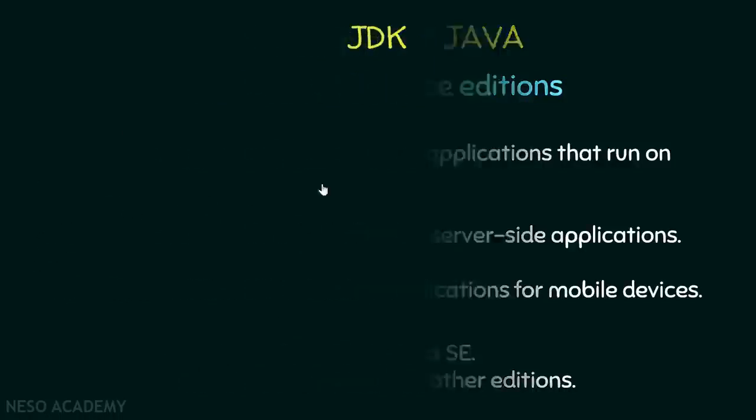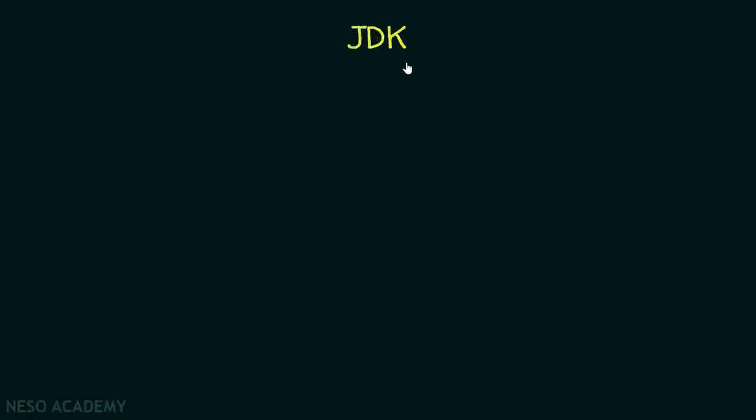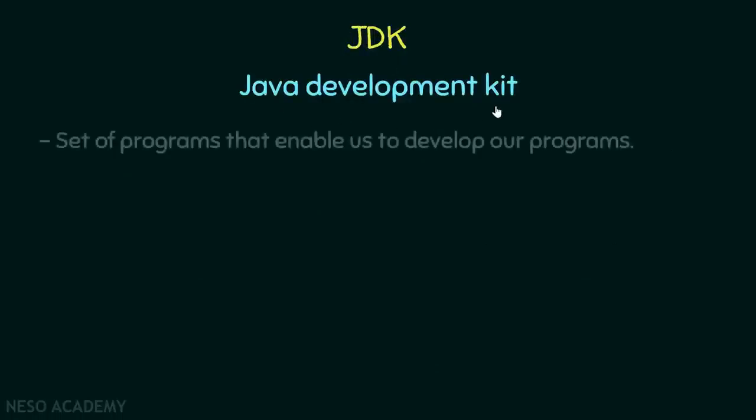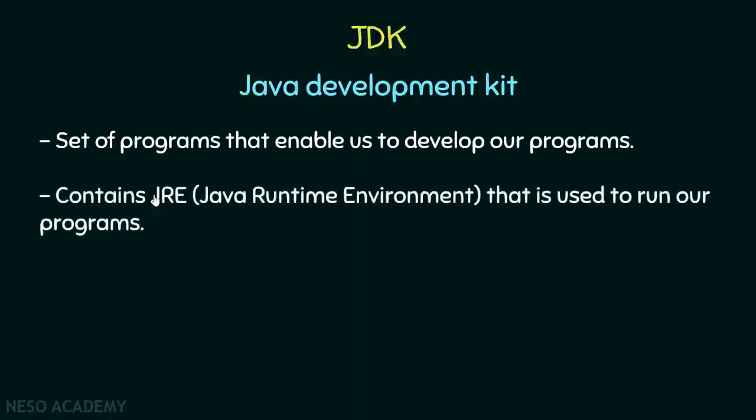Okay? Now let's talk about JDK. The JDK is a Java development kit. It is a set of programs that enable us to develop our programs using Java. So basically, whenever we want to start using Java, we need some things. And everything that we need is found inside the JDK. Alright? This JDK contains JRE or Java Runtime Environment that is used to run our programs. So after we create programs using Java, we want to run those programs, right? We want to see the programs in action. So to run our programs, we will use Java Runtime Environment.